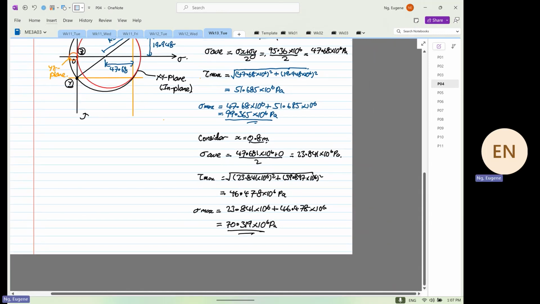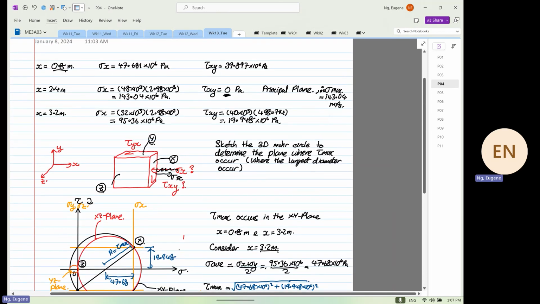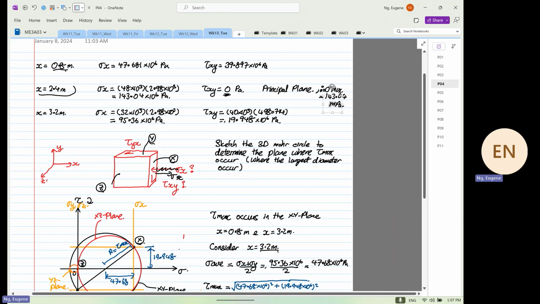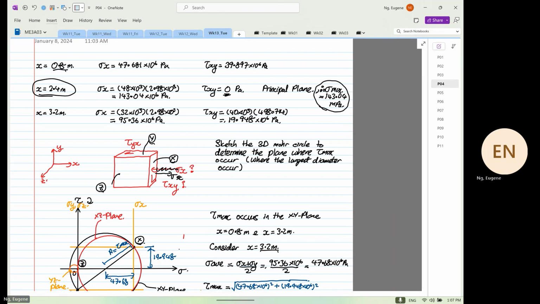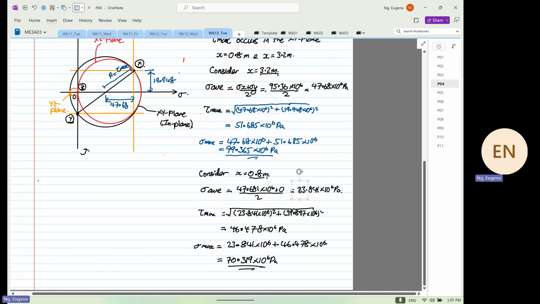So from here, where fracture will occur is x is equal to what? 2.4, because the stress max is what? 143.041. Are we clear? Okay, so this is where fracture will occur. I will do x is equal to 2.4.